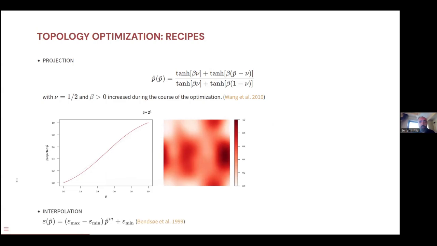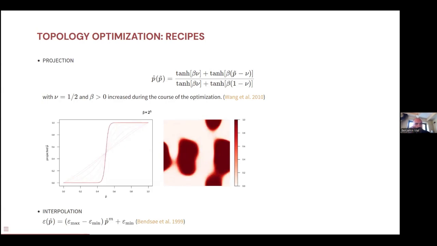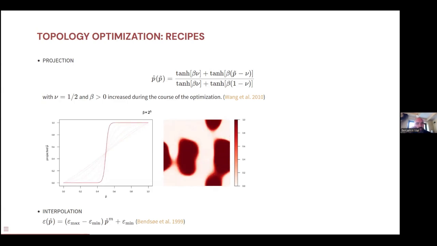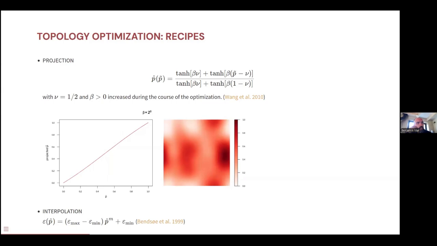And the final thing is, in our case, we're going to want to interpolate the material permittivity. So you interpolate the permittivity between maximum and minimum value. Here is your filtered and projected density, p hat. M is an exponent that you can choose. In our case, everything that I'm going to present is just going to be one. So you've got a linear interpolation, but there are various ways to do that.